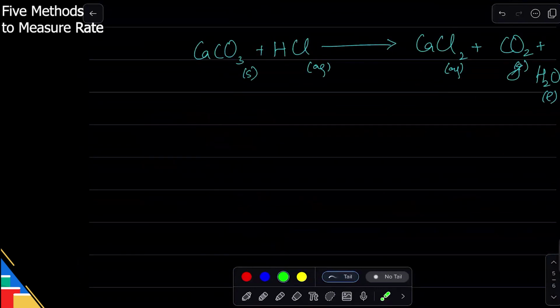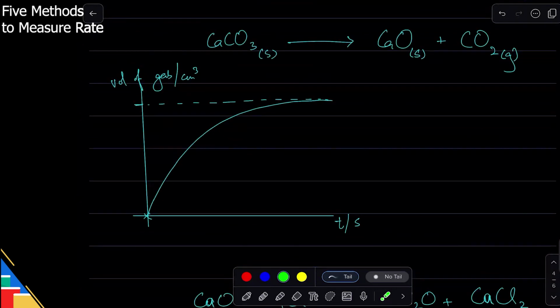But look at this one. Do you have something that will appear? This is aqueous, colorless. It won't appear. This is gas. Bubbles will appear. Much easier to check, right? So in this reaction, the easiest method is the first method that we saw. Volume of gas. Because you are seeing something that will appear.